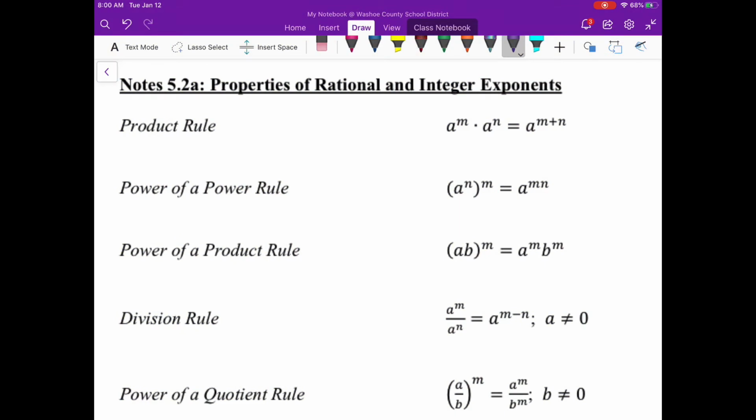All right, in this video, we're going to talk about properties of rational and integer exponents. You may be familiar with some of these properties already, and so we're going to be asking you to simplify the expression using these properties, okay?